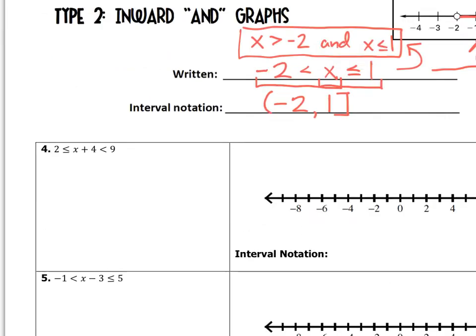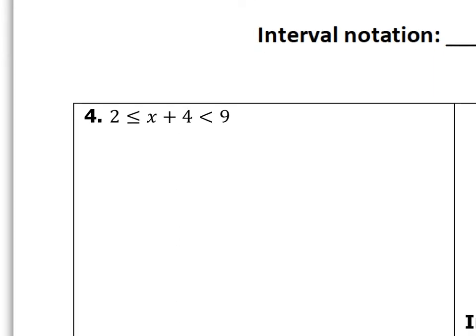To solve these, we're just going to isolate the variable in the middle. So notice on number 4, we have 2 is less than or equal to x plus 4, which is less than 9. So I focus on the middle part of my compound inequality, and to isolate x in the middle, I need to subtract 4. In a normal inequality, we would subtract 4 from both the left and the right side.